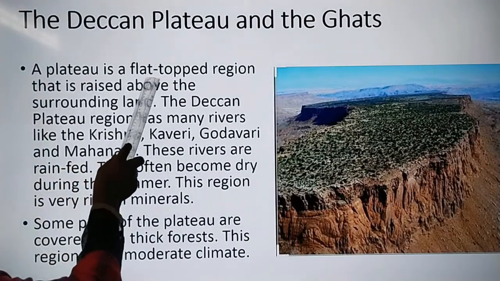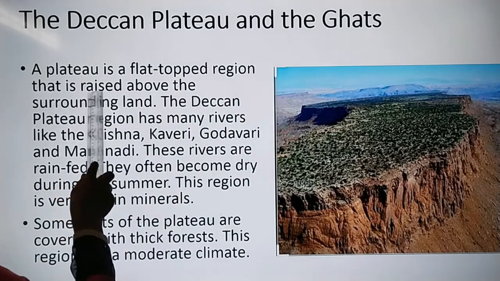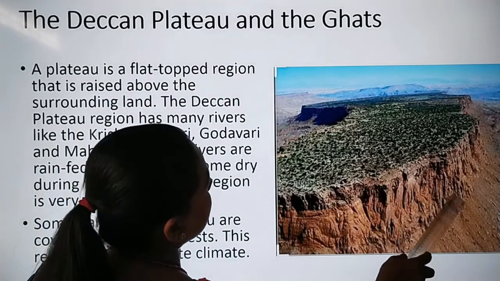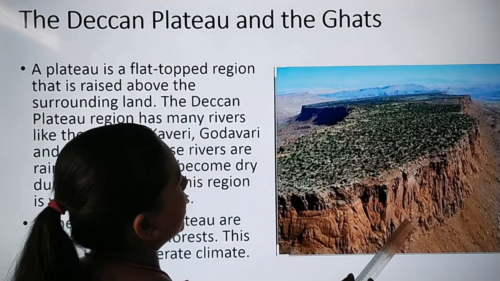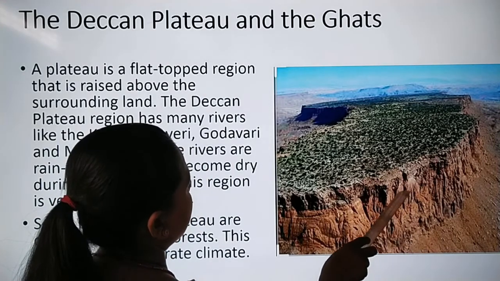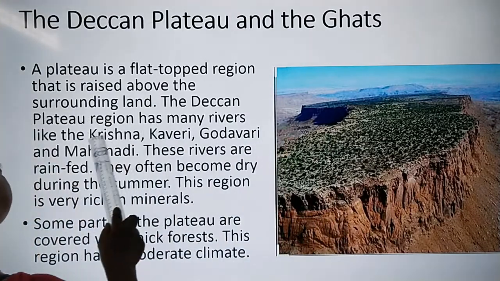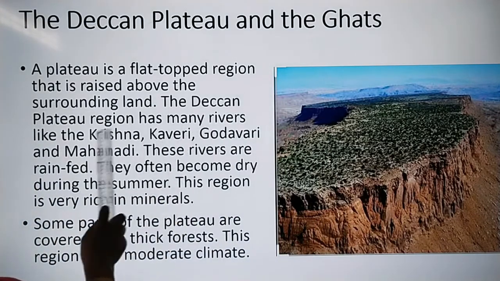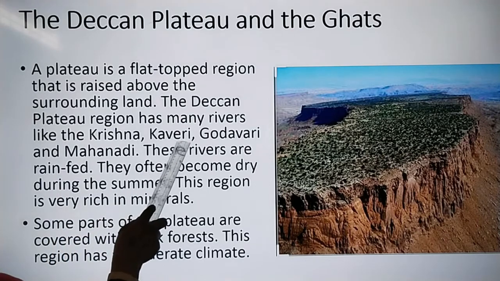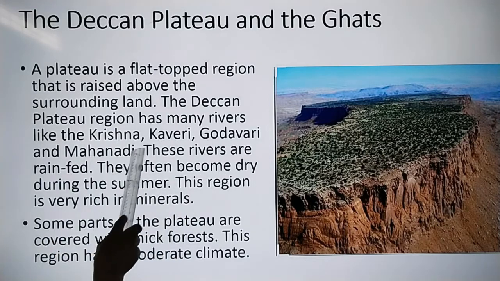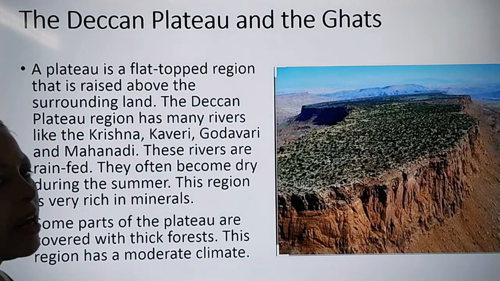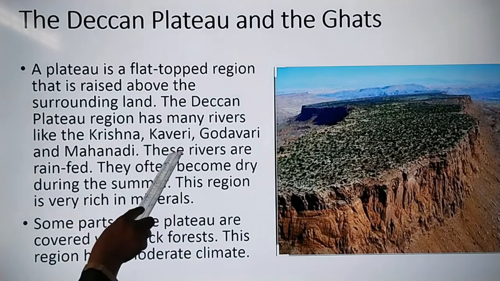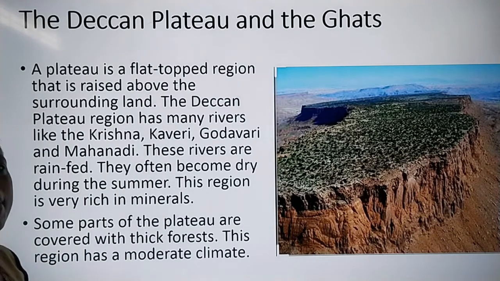A plateau is a flat-topped region that is raised above the surrounding land. You can see the picture. This is plateau, and some land is raised above the land. The Deccan Plateau region has many rivers like the Krishna, Kaveri, Godavari, and Mahanadi. These rivers can be found in the Deccan Plateau of our country.